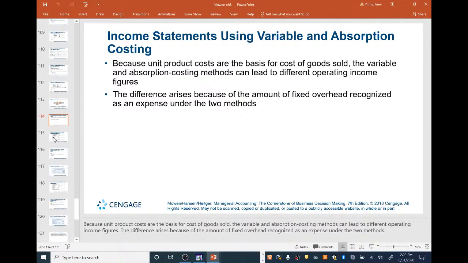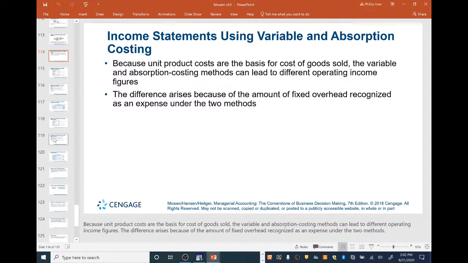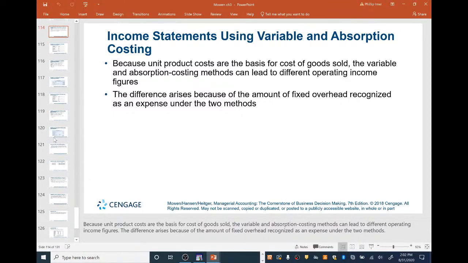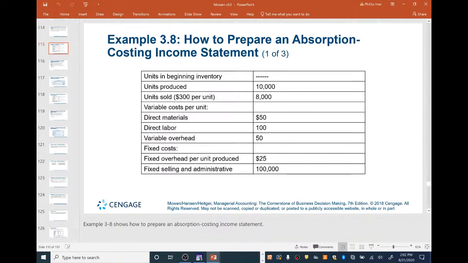So let's talk about income statements using variable and absorption costing, okay? Because unit product costs are the basis for cost of goods sold, the variable and absorption costing methods can lead to different operating income figures, which makes sense. The difference arises because of the amount of fixed overhead recognized as an expense under the two methods. So let's take a look at this. Once again, same data here, okay? Now we're going to prepare an absorption costing income statement.